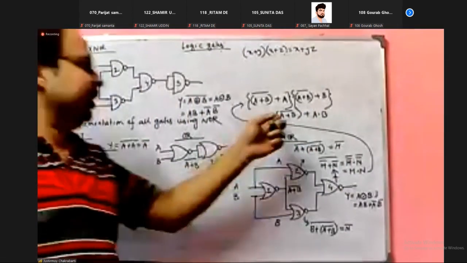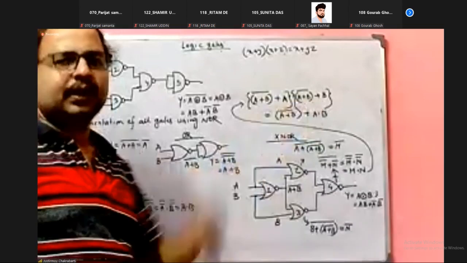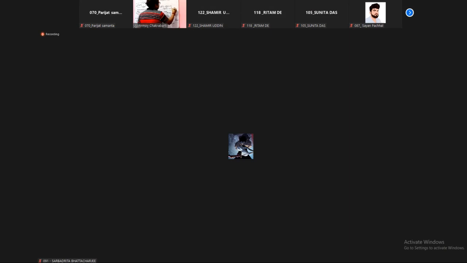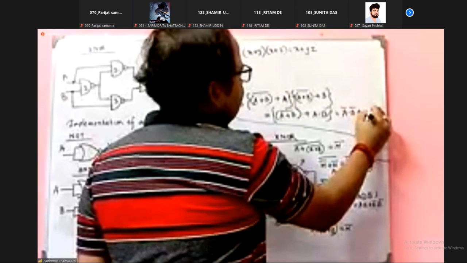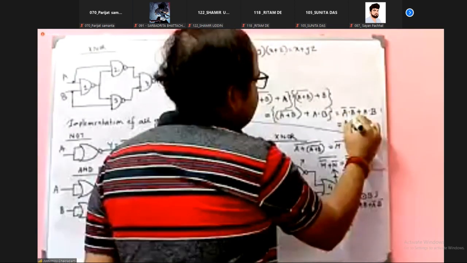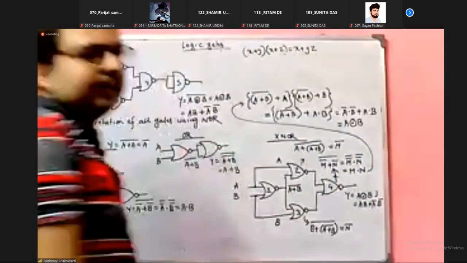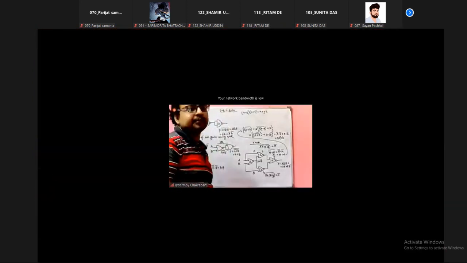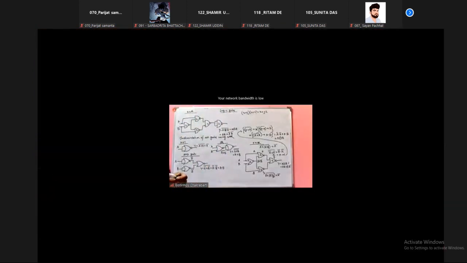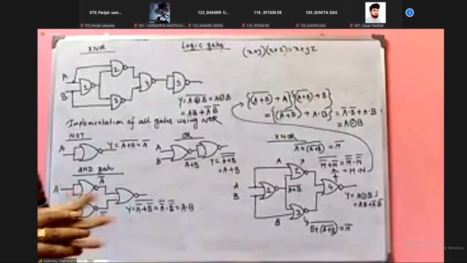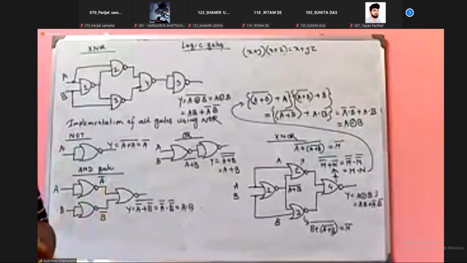Now what is A plus B bar? A plus B bar equals A bar dot B bar. So A bar dot B bar plus A dot B. What is that? That is nothing but A XNOR B. Okay? A XNOR B.